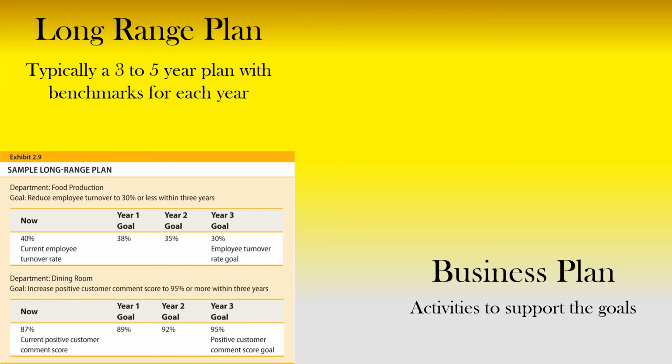So you can see, this goal is being set, and goals don't, again, have to be too long a term, but they don't have to be too short of a term. So this one, they've incorporated into a long range plan that you have those benchmarks over that 3 to 5 years. For the dining room, this sounds familiar, right? Increase positive customer comment score to 95% or more within 3 years. So right now, the example says it's 87%. Goal 1 is 89. Goal 2 is 92. And then at the end of year 3, you're at that 95. Okay? So those are some examples of long range plans.